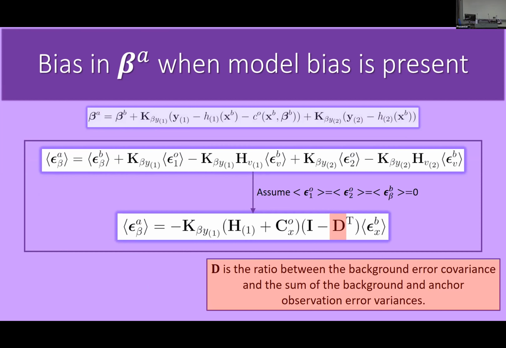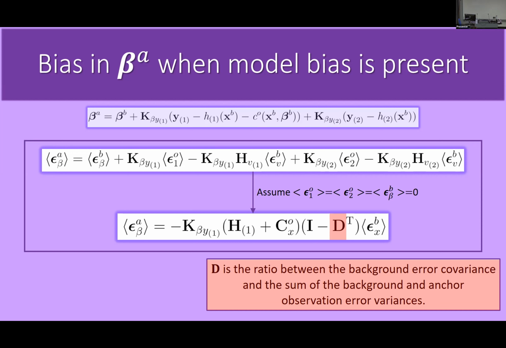So if we make these assumptions, then we come to this equation. So this is the bias in the bias coefficient analysis, and this is just a product of the sensitivity of the bias coefficient to the biased observations, the linearized biased observation operator, this I minus D, which I'll come onto, and then the state background. So this D is just a term that we've defined, and it's the ratio between the background error covariances and the sum of the background and observation error covariances.